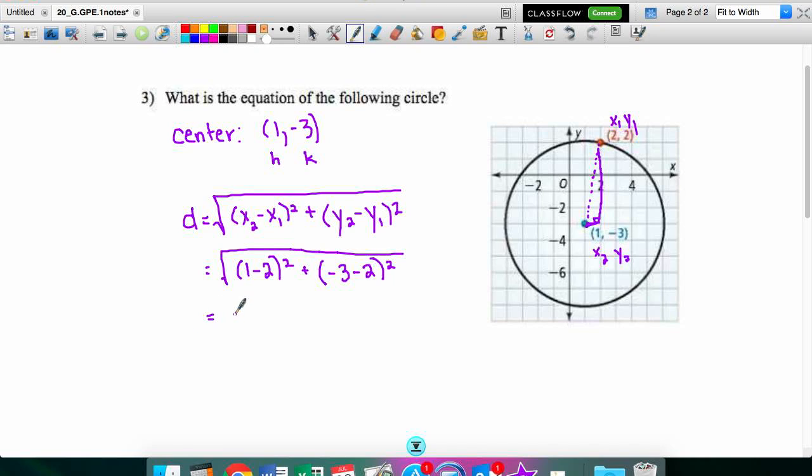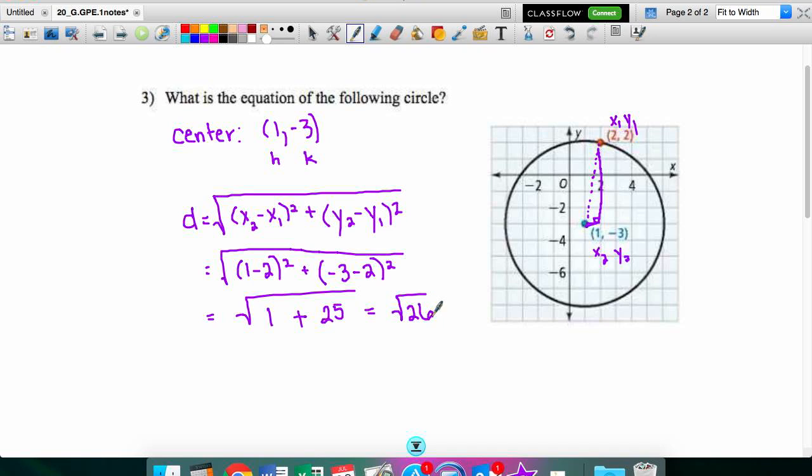And simplify. So 1 minus 2 will be negative 1. Negative 1 quantity squared is going to be positive 1. Okay, let's do the next one. Negative 3 minus 2 will be negative 5. Negative 5 squared is positive 25. So simplifying this, we get square root of 1 plus 25, or underneath the radical, square root of 26.